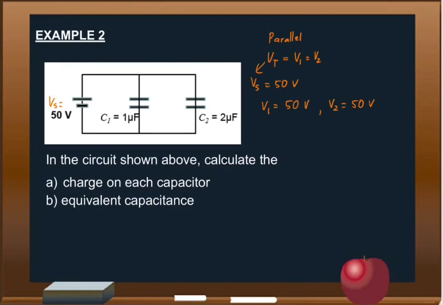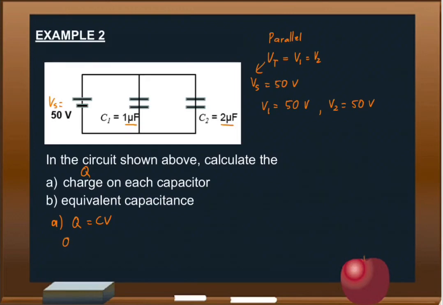But wait, what's the purpose of finding the potential difference when the question is not asking us to find the potential difference? Well, that's because for question A, you want to find the charge on each capacitor. So you want to find Q. To find Q, you have to use the formula Q equals CV. We know the value of capacitance because the question has given us the value of C1 and C2, but we don't know the value of potential difference. So that's why we have to find the value of potential difference before we can answer this question.